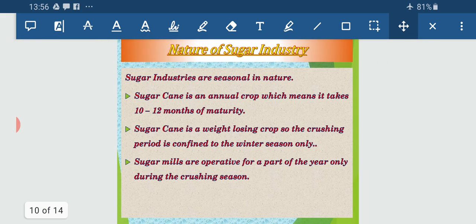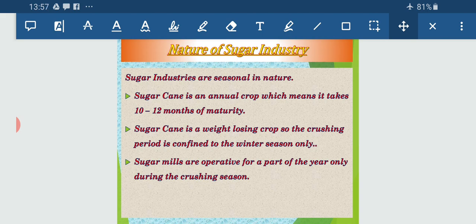Now the nature of the sugar industry. The sugar industry is seasonal in nature. Now what does this indicate? That unlike other industries, the work in the sugar industry is not there for the entire year round. Why? Because sugar cane is an annual crop. It needs a long duration of maturity, nearly 10 to 12 months, nearly 1 year or 10 months. So it is an annual crop.